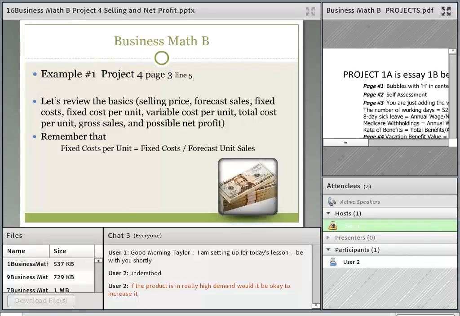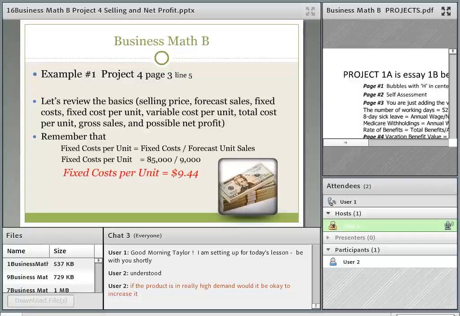One of the ways you can calculate in your problems your fixed cost per unit is if they give you the total costs and they give you how many total units that you're going to sell, you could divide that and find out how much it would be for one unit. That's one way to calculate that. So the example of this, again in Project 4, page 3, line 5, it's $85,000 is the fixed cost, the total fixed cost for all of the product. And there's 9,000 units sold. So that means the fixed cost per unit is $9.44.